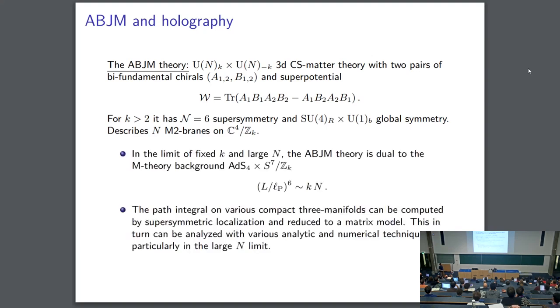Okay, I'll be interested in the large N limit, and a very specific one. I will keep K fixed and take N to be large. And in this limit, the dual should be this famous AdS4 times S^7 mod Z_k solution. Here the Z_k looks like an orbifold, but it's actually a smooth space, kind of like a lens space. And using this tool of supersymmetric localization, one can compute various large N observables on compact manifolds of this model. Okay.